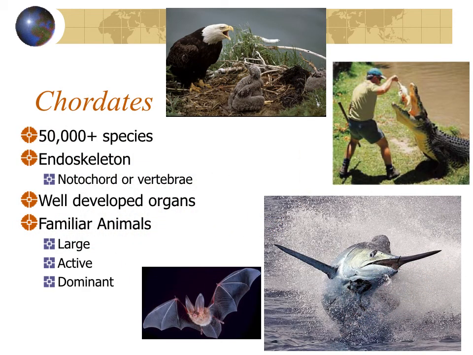Okay, the last big group are the chordates. Okay, there are 50,000 species of chordate. And like the echinoderms, they have an internal skeleton, which is either a notochord or vertebrae. And they have very well developed organs and are advanced animals. They're familiar to all of us. They're the fish, reptiles, amphibians, and birds and mammals. These include virtually all the large active animals that are dominant in most habitats.